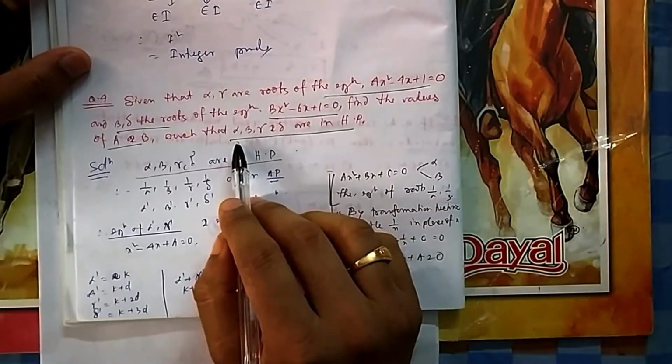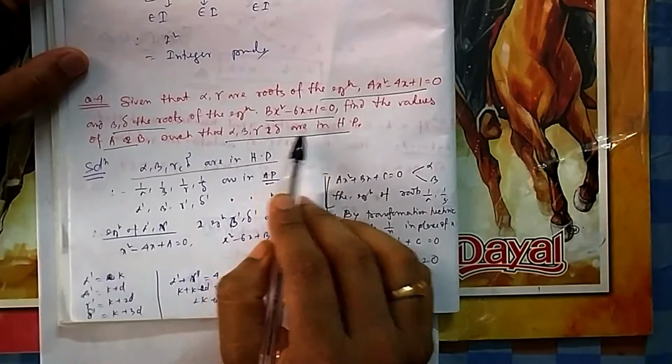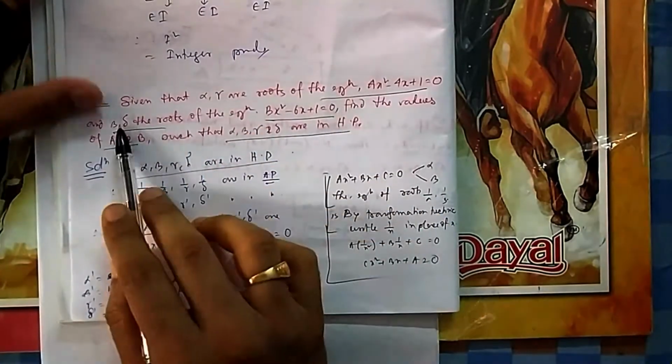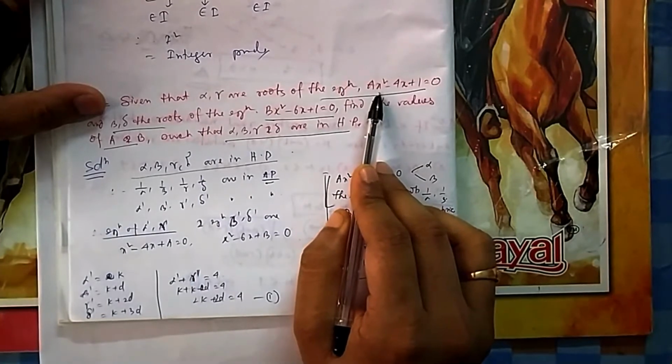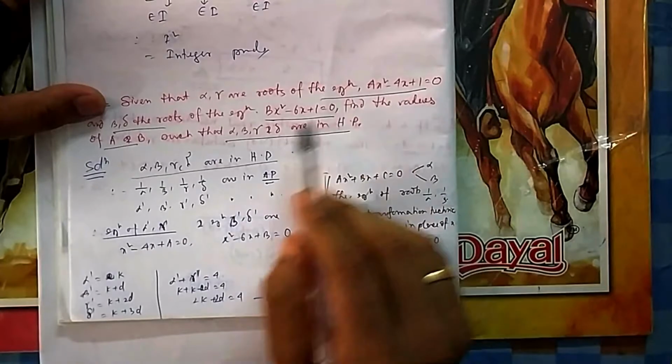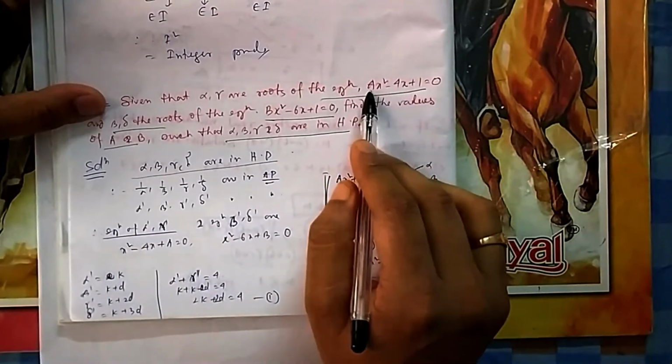So such that these are the roots of this one, and these are the roots. So 1 by alpha, 1 by gamma will be roots of which equation? So you can do it that way, or you can put alpha plus gamma is equal to this, and alpha into gamma is equal to this.